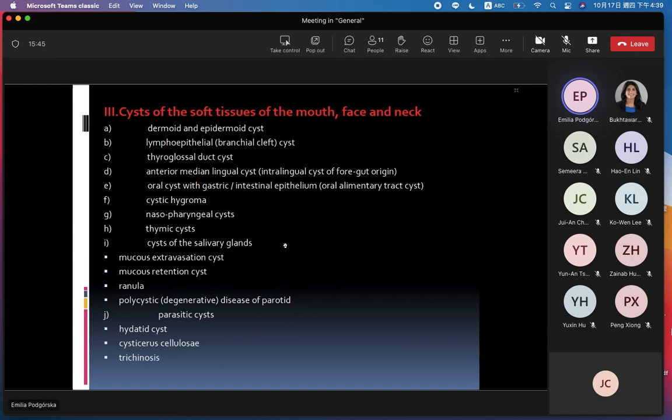We have also cysts of soft tissues of the mouth, face, and neck, like dermoid and epidermoid cyst, lymphoepithelial cyst, thyroglossal duct cyst, anterior median lingual cyst, oral cyst, cystic hygroma, nasopharyngeal cyst, and cysts of salivary glands, different types, or parasitic cysts.